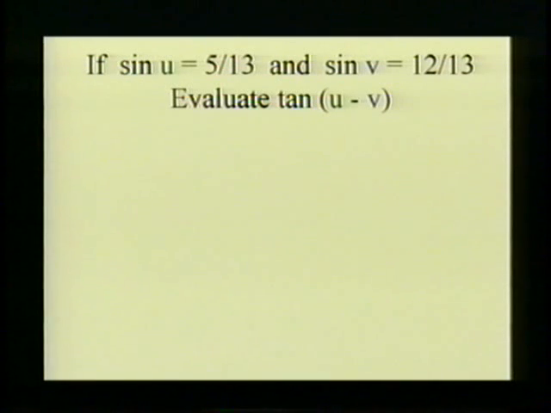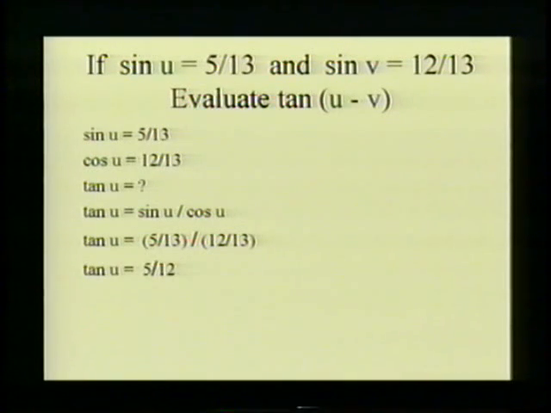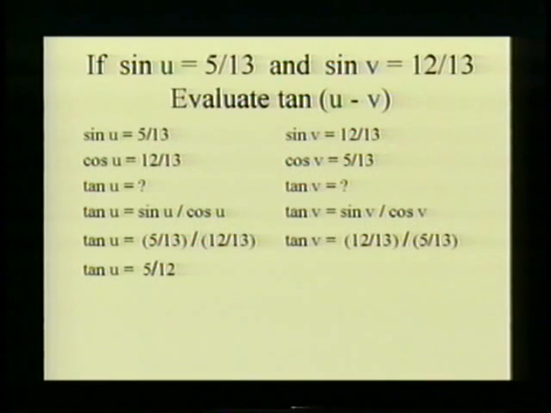Now how does that help me with this problem? I've got the cosine and the sine, so what does that make the tangent? Well, the tangent is the sine over the cosine: 5/13 over 12/13. I now know the tangent of u, because I knew what the cosine and the sine were. And the sine and the cosine of v I know, so I can figure out the tangent of v. Remember, the tangent is the sine over the cosine, so it would be 12/13 divided by 5/13, which is 12/5.